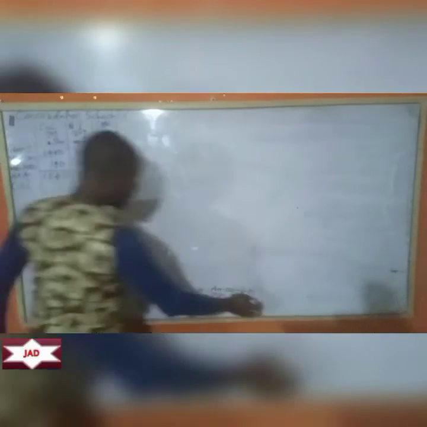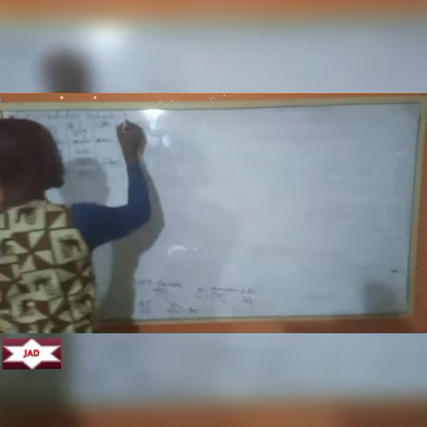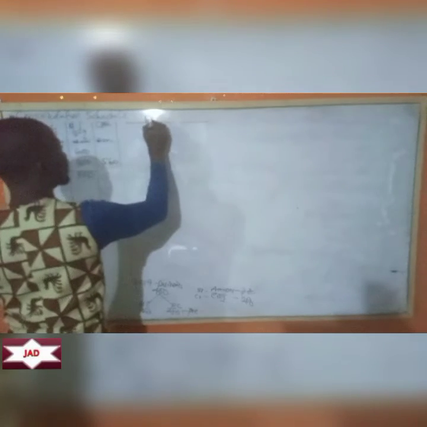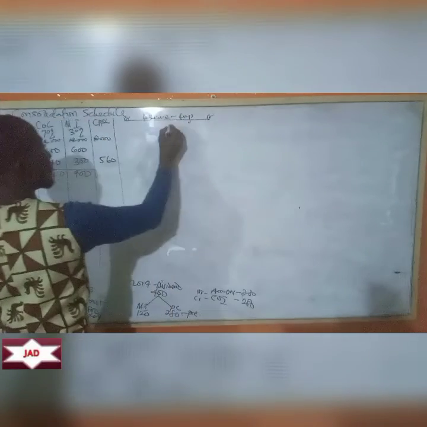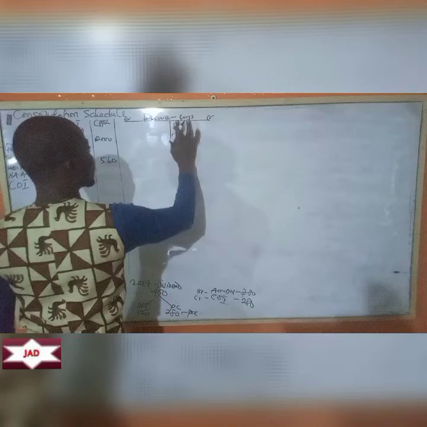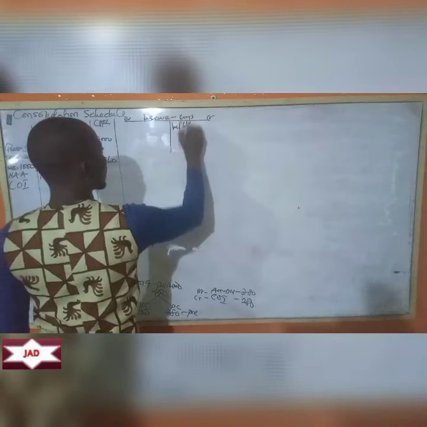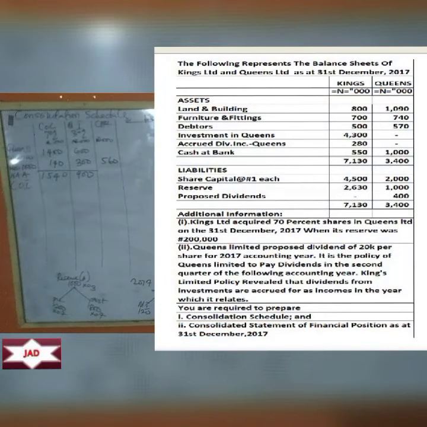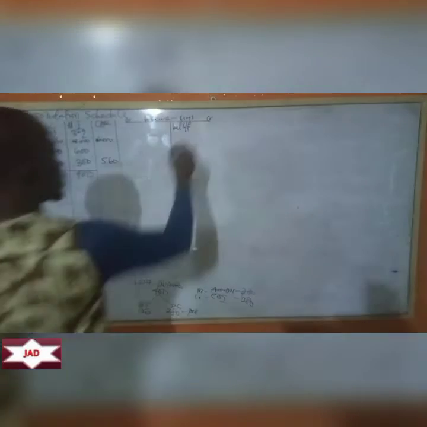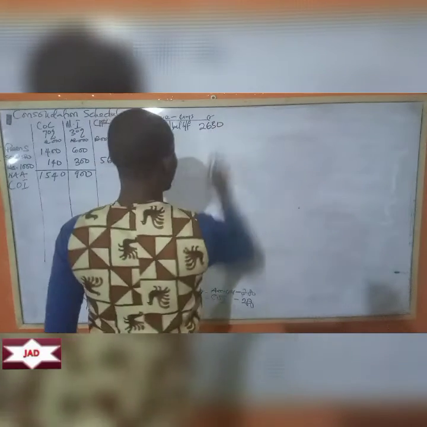It's entirely pre. But they are saying that the policy is that they accrue it as an income. So they're taking it to the reserve. So we have to write the journal for that. So we have reserve for Kings, balance brought forward. What's the reserve for Kings? 2630.